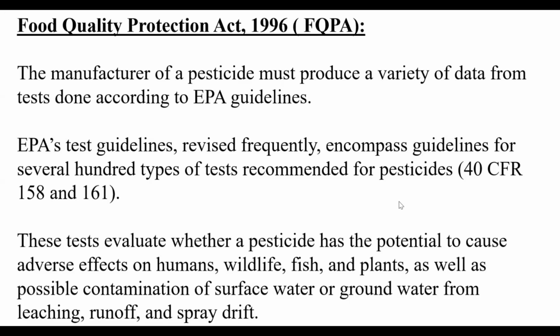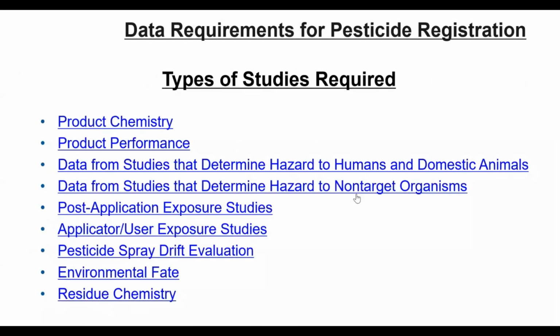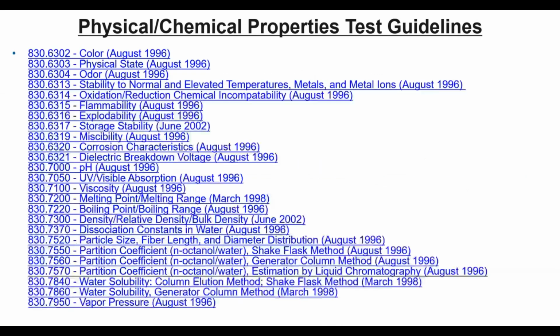All these elaborate guidelines are available under the different CFRs. I'm not going into the details, just some data requirements. This I copied from the EPA website. Different studies are required: product chemistry, product performance, toxicity studies, environmental fate studies, residue chemistry, and other studies. Some field studies are also required. These are required for pesticides, for new molecules, and then there are different categories. These are some of the physicochemical properties required by the EPA test guidelines, and these are the guideline details.